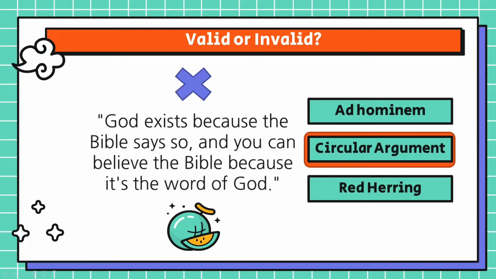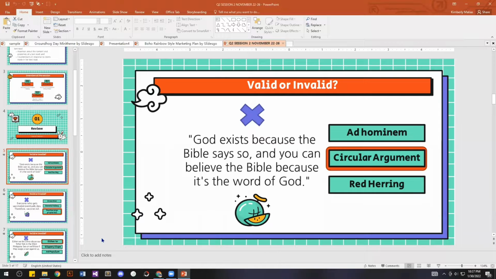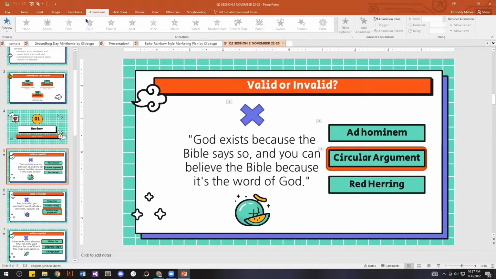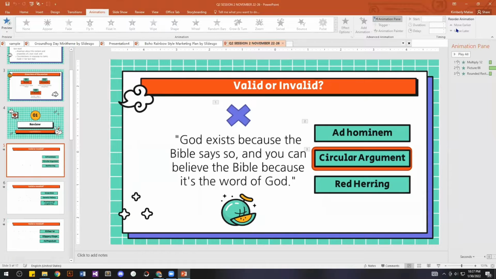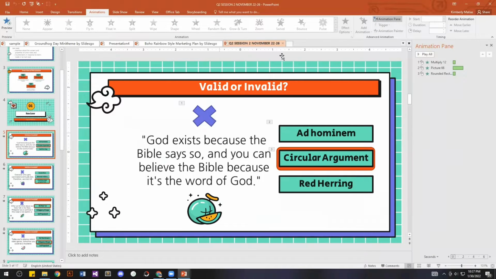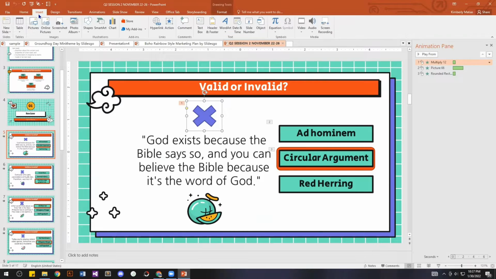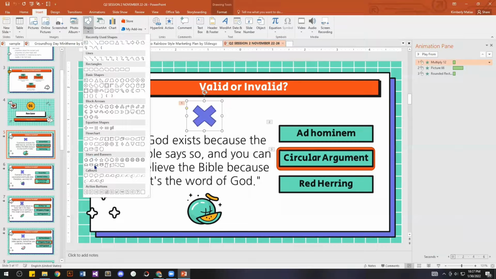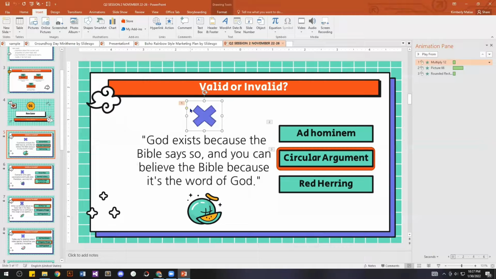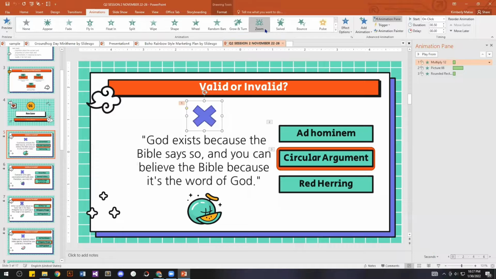So, how did I do this slide? Very simple lang po. Okay, I'll just open up my animation pane so you can see that I only use 3 animations. So, this X shape is actually just a multiply shape. I have taken that from this insert shapes, and then pinili ko lang po yung multiply. Just change its color to fit my PowerPoint.